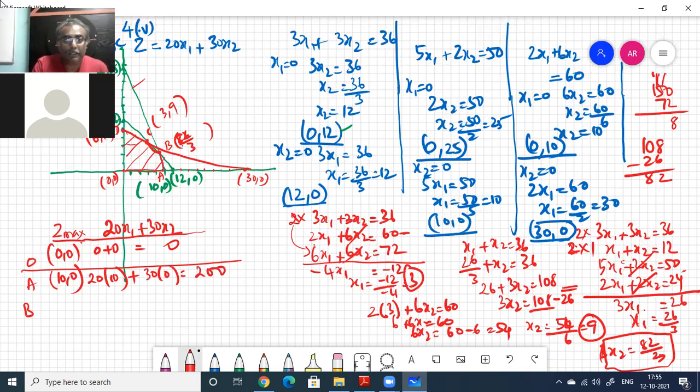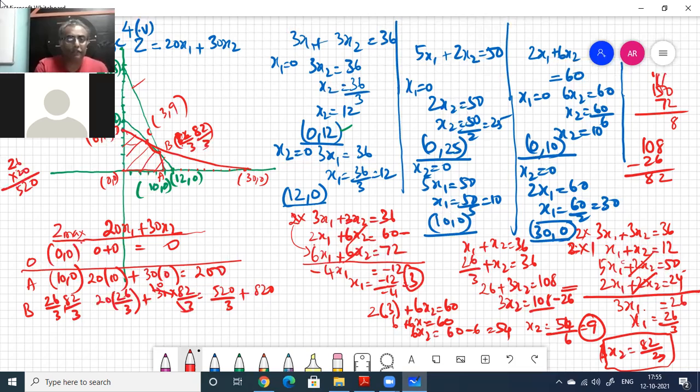So that is 26 by 3 and 82 by 3. So 20 into 26 by 3 plus 30 into 82 by 3. 30 into 82 by 3: the 3 will go 10 times, so that is equal to 820. 26 into 20 is 520. So 520 by 3 plus 820.